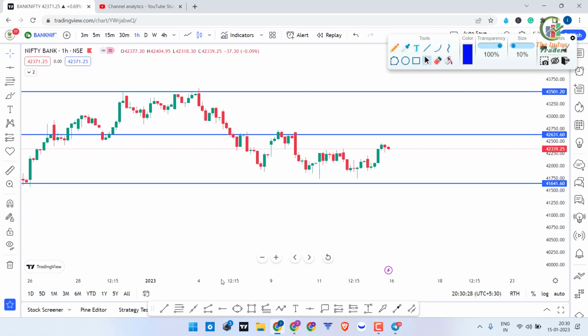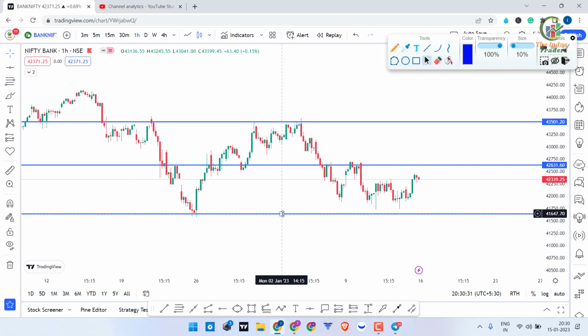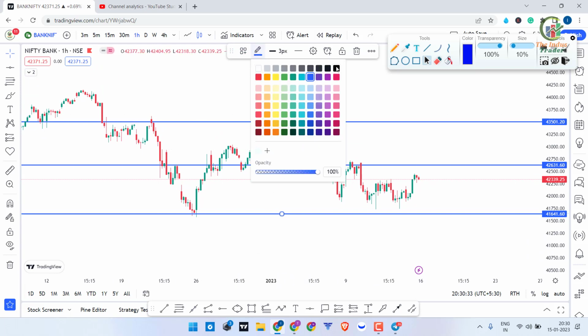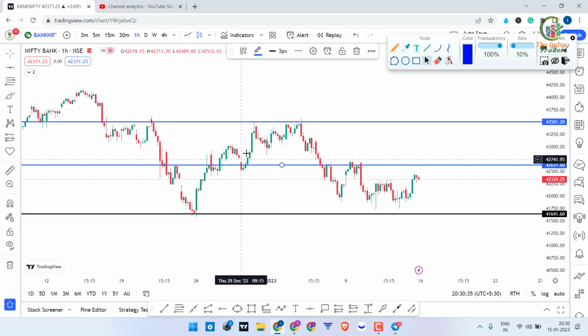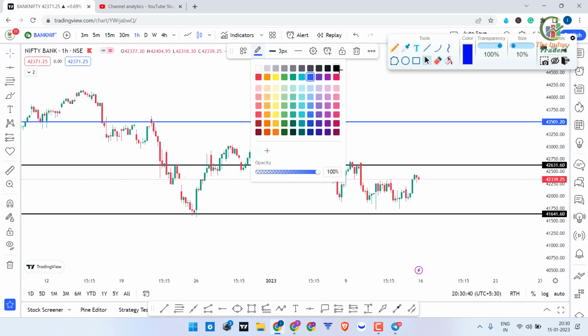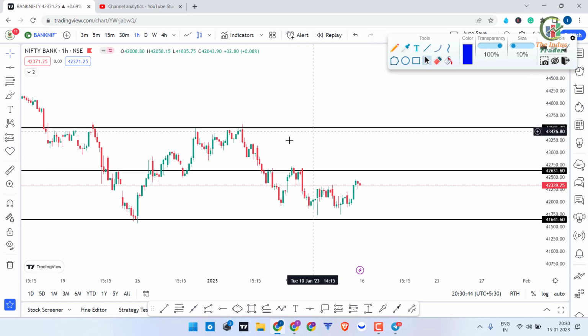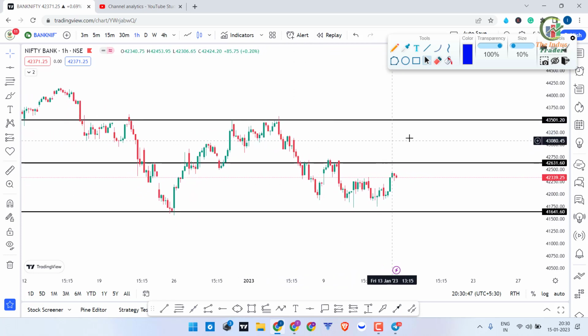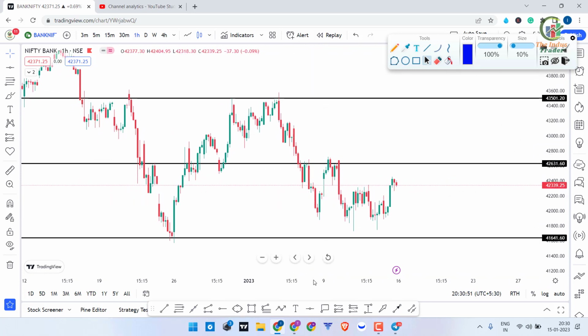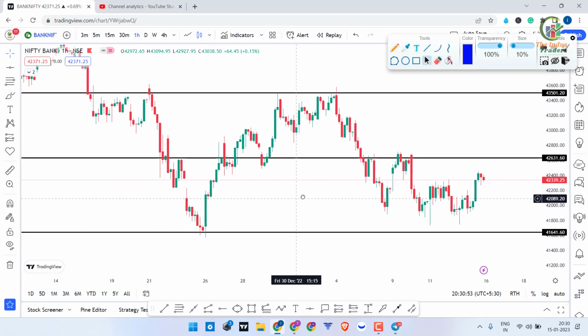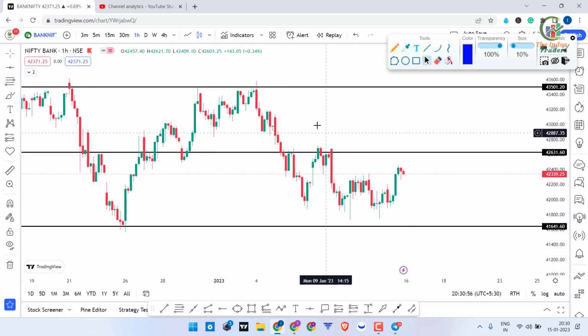You can use any color. For me, I will make all of these black because these are higher time frame levels. I prefer to keep them in black so that I don't get confused while trading. So these are the levels I have drawn in the daily time frame. Now, the recent swings in the 1 hour time frame. If you see, the same conditions are coinciding with this particular level.